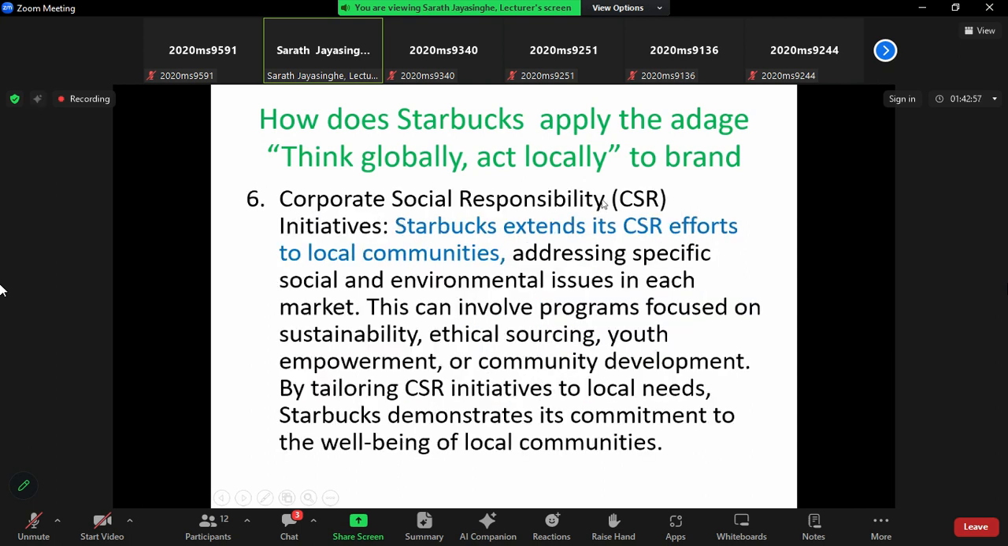Number six, corporate social responsibility. You know that through this CSR project, companies are having some kind of relationship and making some awareness among customers that they are doing good, and thus they are getting a good positive response from customers. Starbucks extends its CSR efforts to local communities, addressing the specific social and environmental issues in each niche market. This can include programs focused on sustainability, ethical sourcing, youth empowerment, and community development. By tailoring CSR initiatives to local needs, Starbucks demonstrates its commitment to the well-being of local communities.